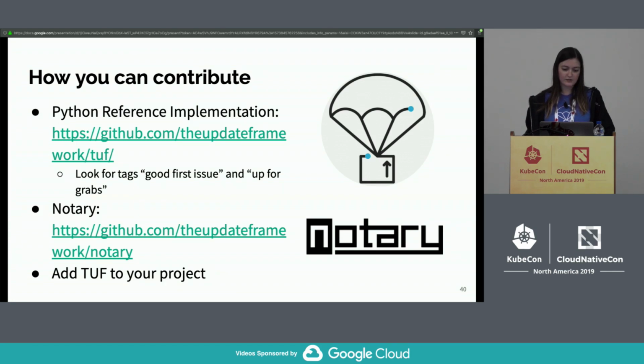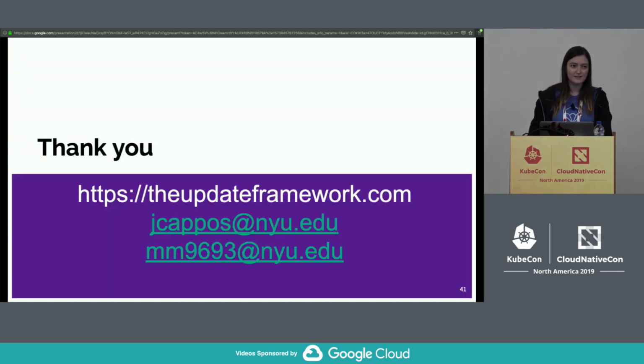So what can you do if you want to get involved in this project? We have a Python reference implementation, which I mentioned earlier, and we're definitely looking for contributors or anyone who's interested in getting involved in that. In addition, Notary is an implementation, which I think is written in Go, and that also is available on GitHub if you want to contribute and become a part of that project. Or if you want to add TUF to your project, if you provide updates to people and you want to make sure that they're secure, you can add TUF and talk to us about how to get that going. So yeah, thank you, and let us know if you have any questions.